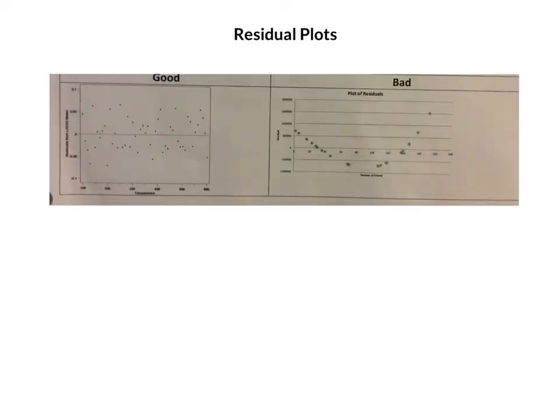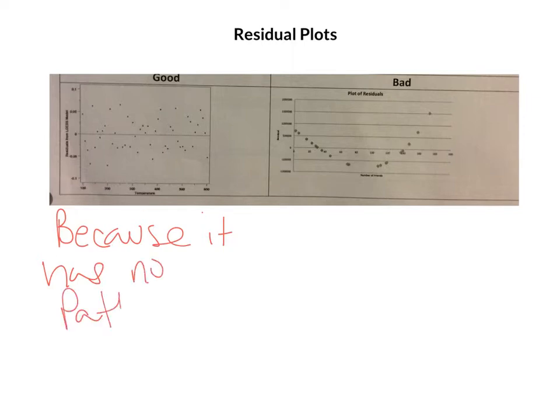Here's what I'm talking about with the residual plots. I have a good residual plot and a bad residual plot. This is a good one because it has no pattern. It looks like a true scatter plot. The dots are on both sides. And here's my residual line right here. This is my residual line.